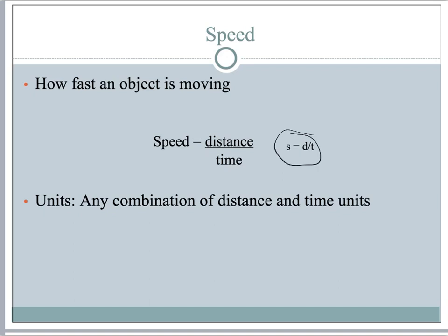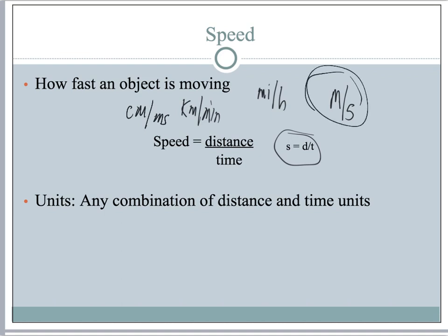And any kind of distance and time units are going to work for a value. Typically in physics, we of course use meters per second, but you could also say miles per hour would be appropriate, or kilometers per minute. Any time unit will do, and any distance unit will do. Centimeters per millisecond is even acceptable. But the most common one that you'll see used in here is meters per second.